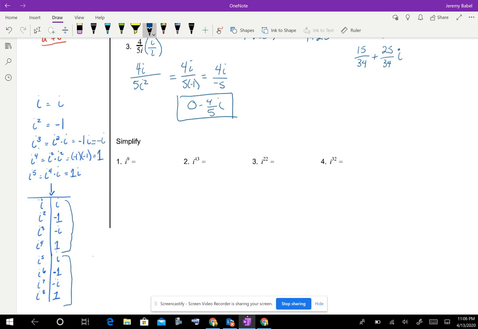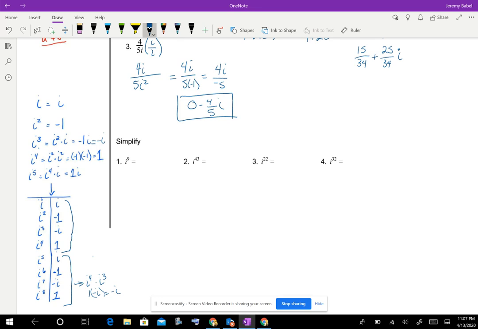i to the fifth is i, i to the sixth is -1, i to the seventh is -i, i to the eighth is 1. And pick any one of these. Let's go with i to the seventh. That's because i to the seventh is the same as i to the fourth times i to the third. Well, i to the fourth is 1, i to the third is -i. So just -i. So this pattern continues on and on and on.